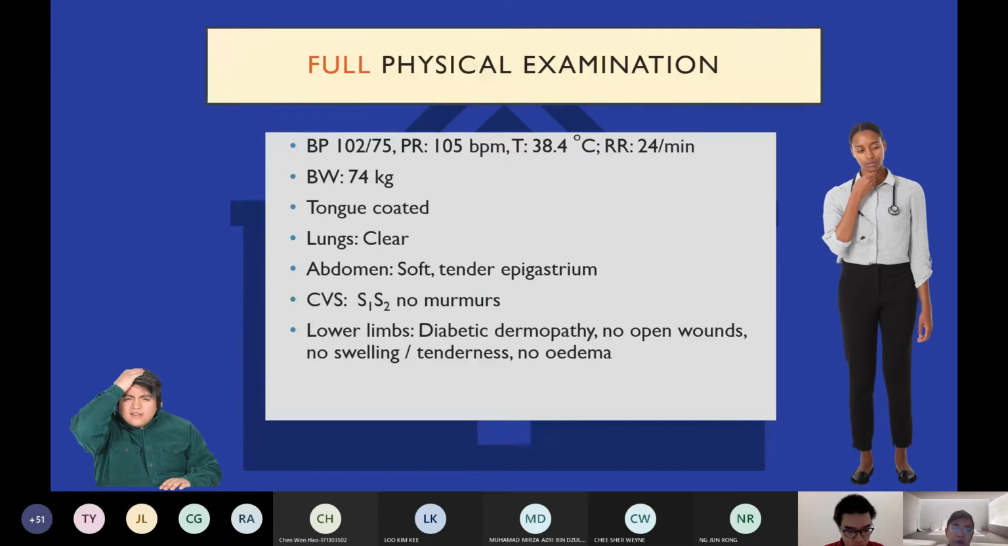Okay, so a full physical examination was done. His vital signs were as previous. Currently, his body weight is 74 kgs. He has lost some weight from the last time you saw him. His tongue is coated. His lungs are clear. His abdomen is soft, but there's some tenderness over the epigastrium. The cardiovascular system was normal. In the lower limbs, he had some diabetic dermopathy, but there were no open wounds, no swelling, no tenderness, and no edema. What other examination do you want to do?